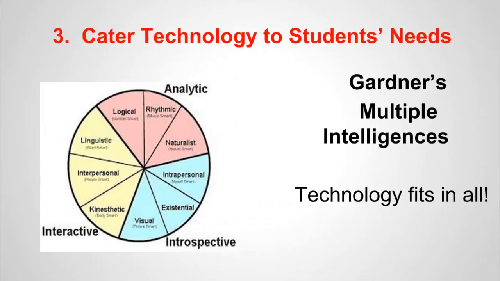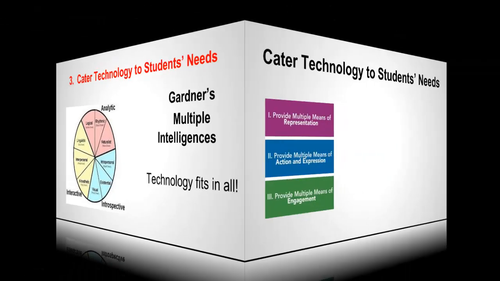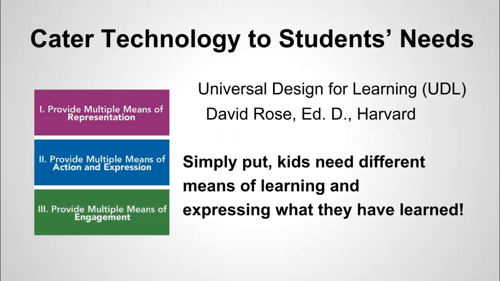Catering technologies to students' needs. As we all know about Mr. Gardner and his multiple intelligences, technology conveniently fits into all of the different types of multiple intelligence. And to go a little further, Universal Design for Learning by David Rose out of Harvard, to put his study simply, says that kids need different means of learning and expressing what they have learned.